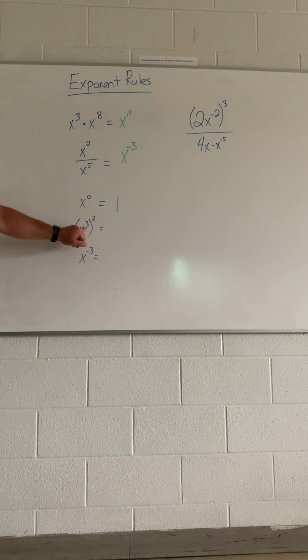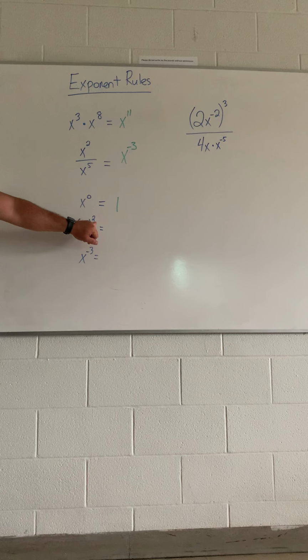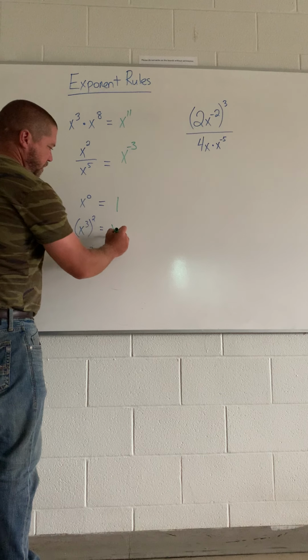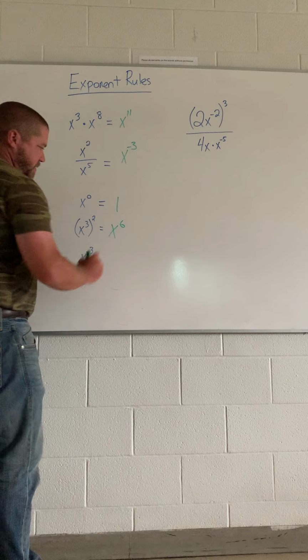When we're taking a variable with a power to another power, okay, so x to the 3rd to the 2nd power, we multiply our powers. 3 times 2 is 6.